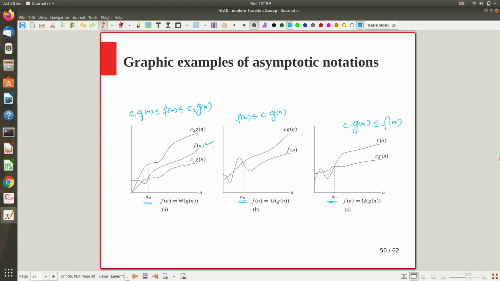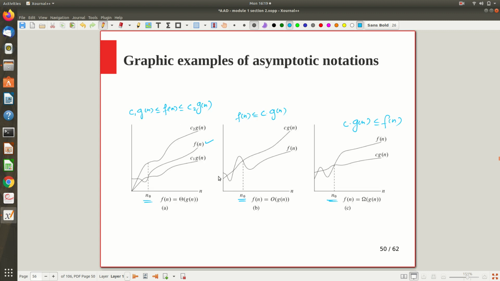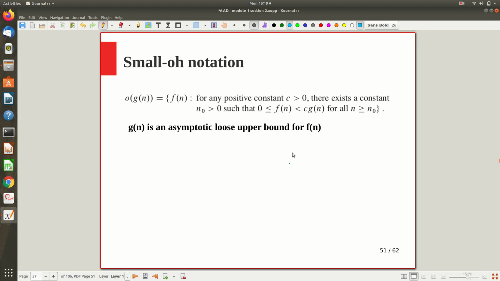So this is the criteria. If they ask a question to explain all these notations, you can show the graphical diagram also. Till this n0 I am not able to predict the behavior, so you show that one is getting larger, then equal, then larger. But from this point onwards I can clearly say c into g of n is larger than f of n, or its growth is more than f of n.